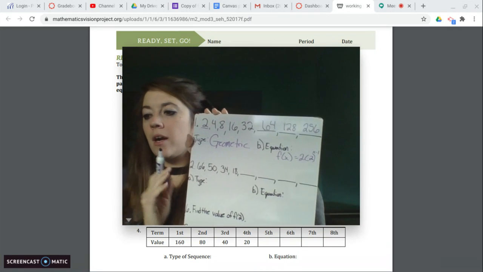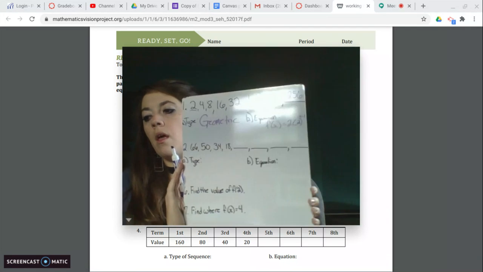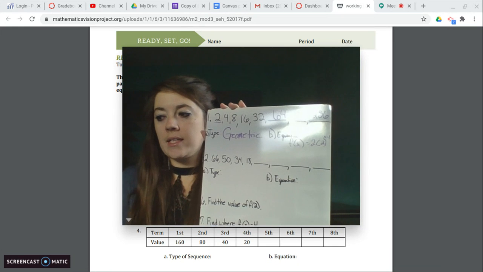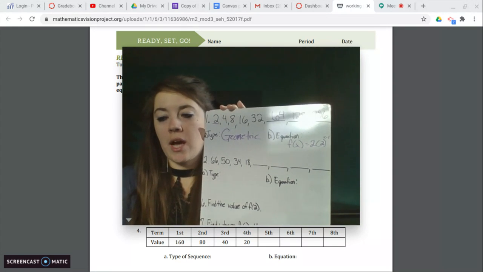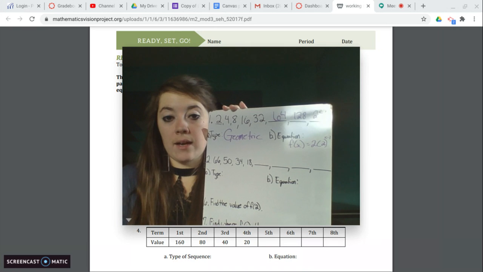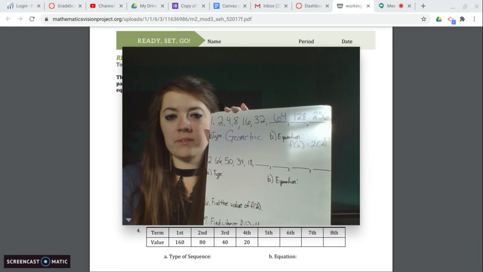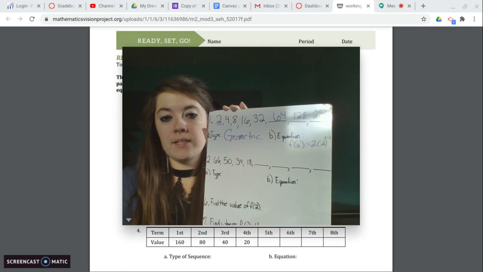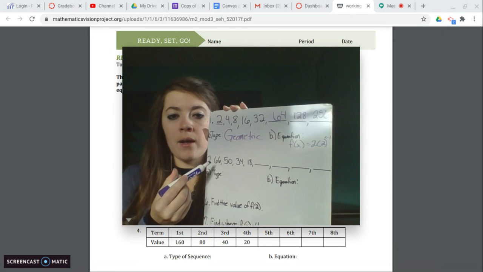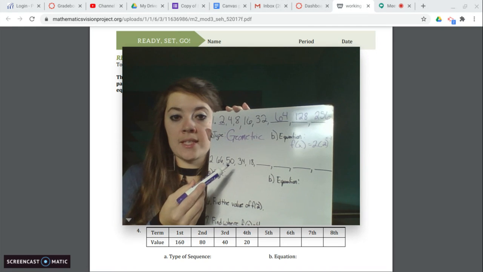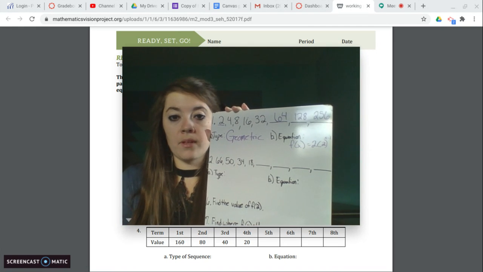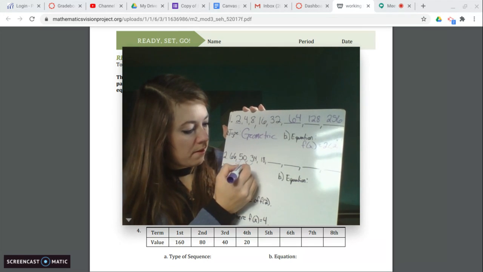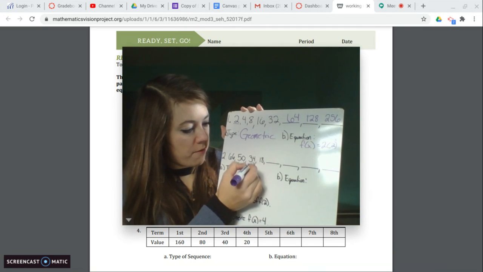All right, number 2. So we have 66, 50, 34, 18. What's happening each time here? We're going down. Are we dividing to go down though? No, we're definitely not dividing. There's not a common thing we could divide by to get down there. But how do we subtract then to get from 66 down to 50? We subtract 16. 50 minus 16 would be 34.